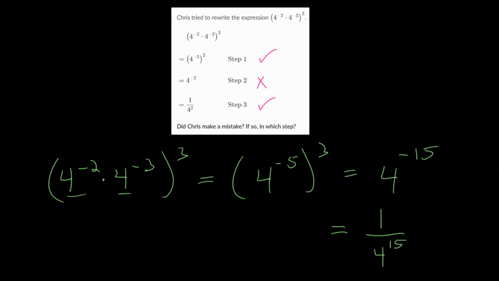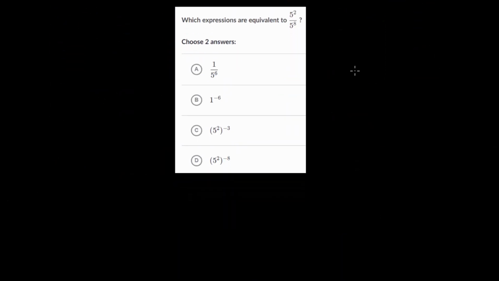So let's keep going. And this one's like our first problem. Let's start with our exponential expression that we're given. So 5 squared over 5 to the 8th.